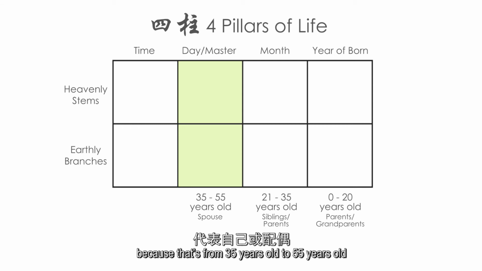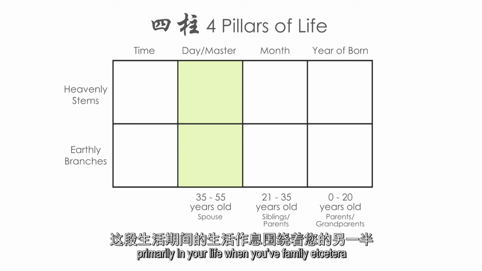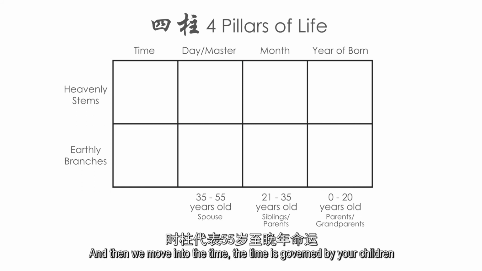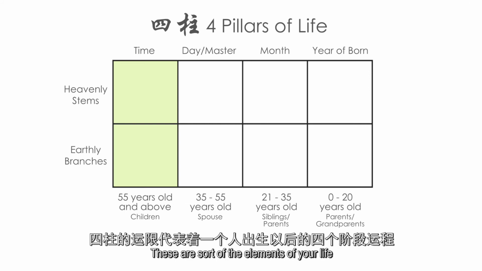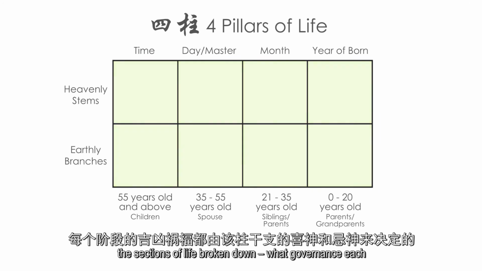So then you move into the day master, which is governed by your wife, your spouse, your relationship, because that's from 35 to 55. And that's primarily the time in your life when you have family, etc. And then we move into the time. And the time is governed by children. That's 55 and above. So these are sort of the elements of your life, the sections of your life broken down and what governs each.